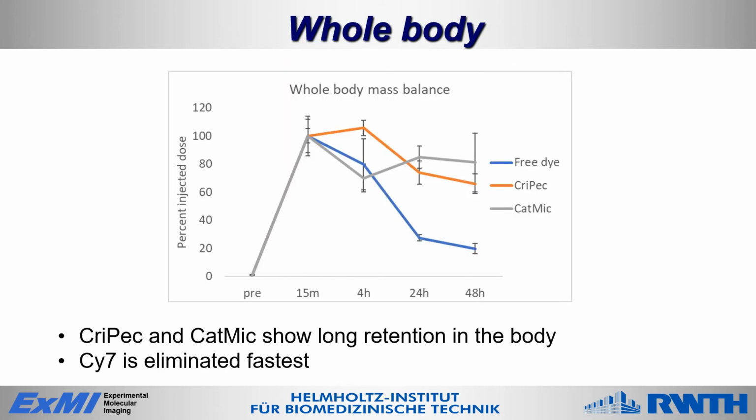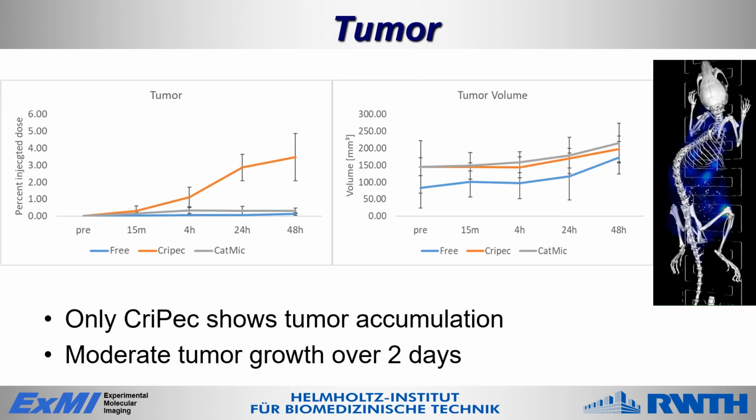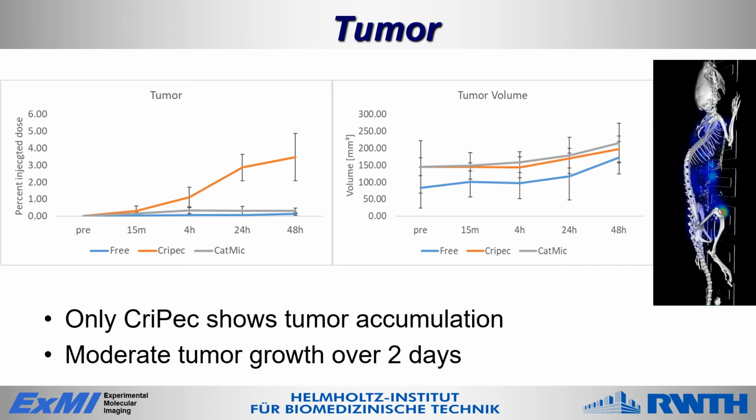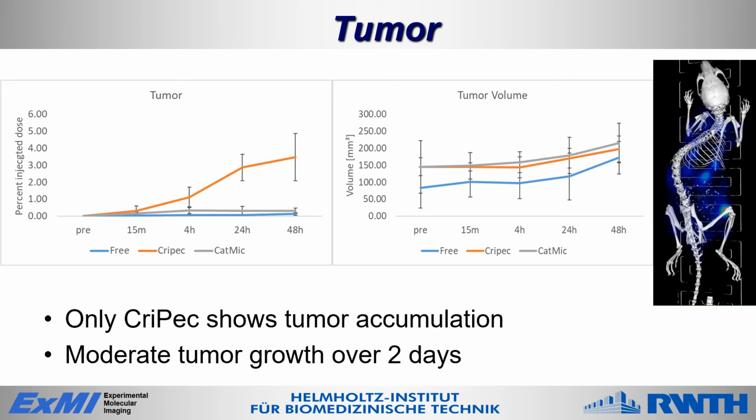The whole body quantification showed some clearance of the free dye after 2 days, down to 20%, whereas the other probes had a longer retention, with the longest retention for the cationic micelles. The liver curve was similar to the whole body curve, and the cationic micelles showed the longest liver retention. The tumor curves showed that only the CriPec probe had a substantial tumor uptake over time. The tumors also grew a little bit over the 2 days, which is normal for these kinds of studies.